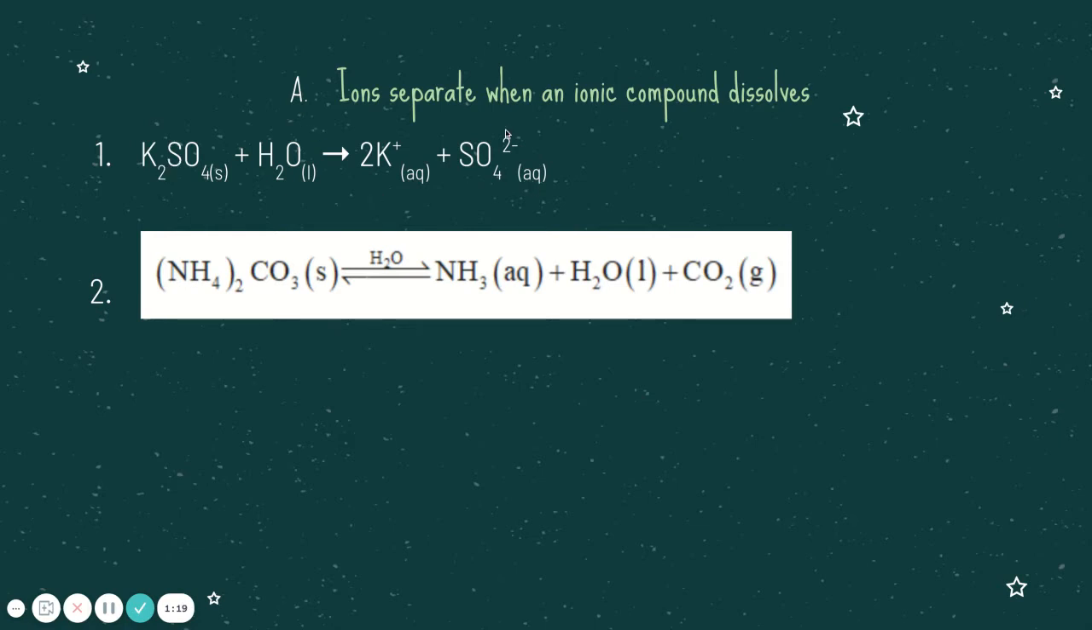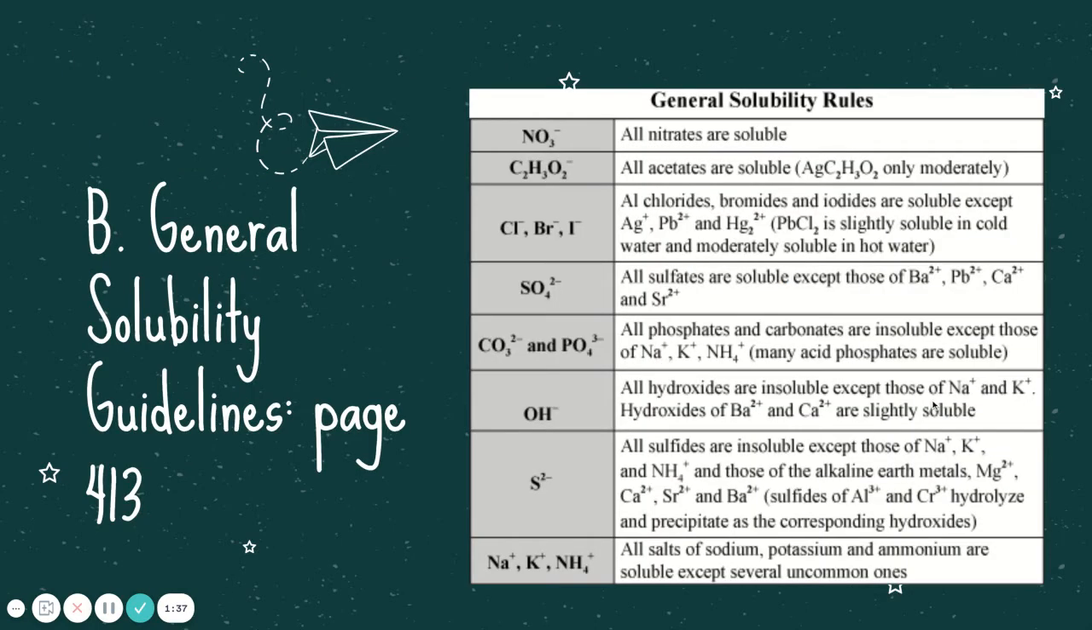So that's an example of a dissociation equation. Number 2 is another way to write it. And honestly, this is the way I sort of prefer to write it, with the H2O over the arrow versus putting the H2O before the arrow.